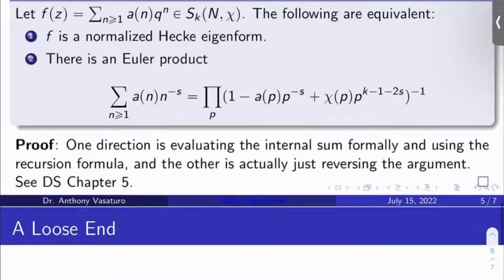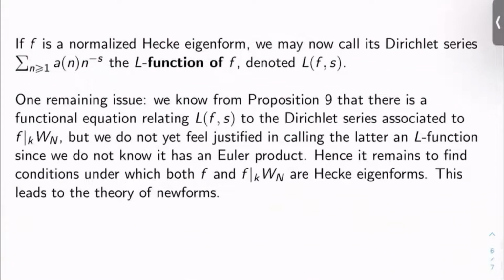Okay, and so let's tie up a loose end now to end the video. If f is a normalized Hecke eigenform, we can now call its Dirichlet series, the sum over n at least 1 of a of n to the negative s, the L function of f, and we'll denote it L of f, s. That's again because not only does this series make sense and converge on a right half plane, but it actually has an Euler product. Okay. There's one remaining issue though.